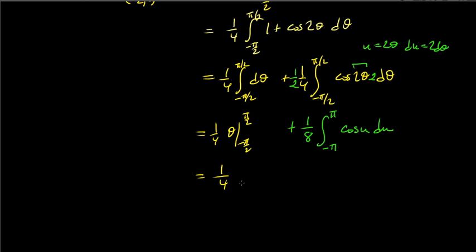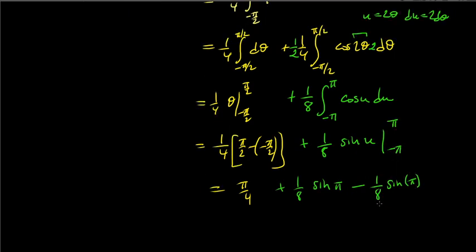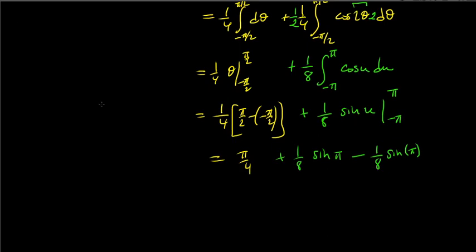I hope you can do that in your head. Pi over 2 minus negative pi over 2, pi over 2 plus pi over 2 is pi. So you get pi over 4. Now, for the second integral, when you integrate cosine, you just get sine of u, evaluated between minus pi and pi. But remember, sine of pi is 0, and sine of negative pi is also 0. So you really just get 0 minus 0 here. So you get pi over 4 plus 0 minus 0. So we just get pi over 4.